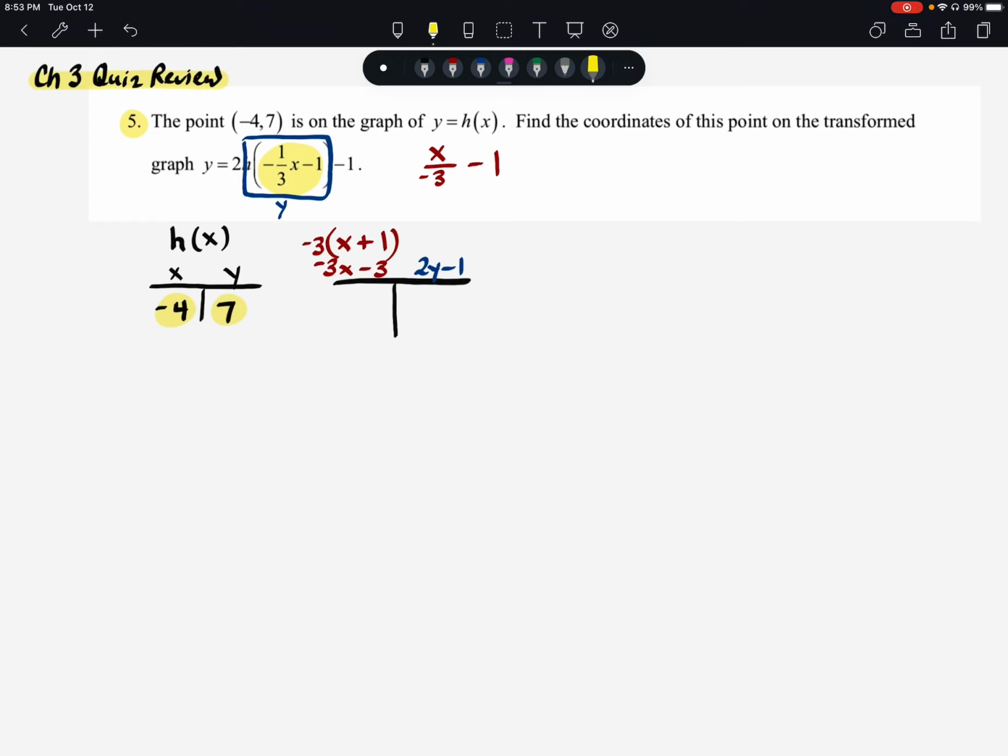So when I take -4 and plug it in, I have -4 times -3 is 12. 12 minus 3 would be 9. And then on the right side, we plug in 7. 2 times 7 is 14, and then 14 minus 1 is going to be 13. So our new point on the transformed graph will be at the point (9, 13). And that is our answer. If you have questions about this one, please make sure you reach out to me.